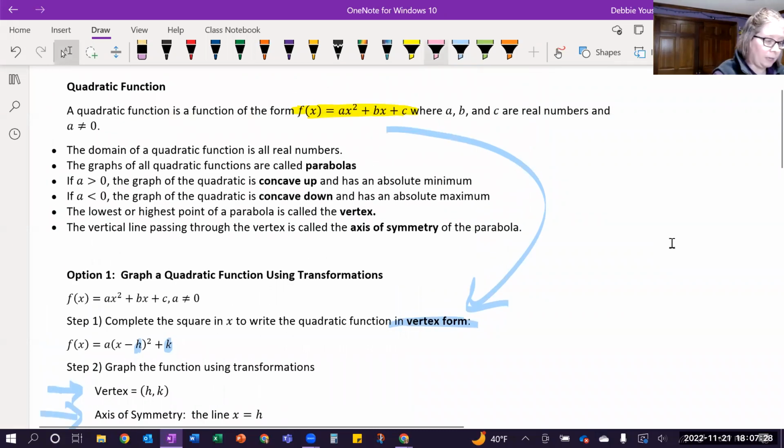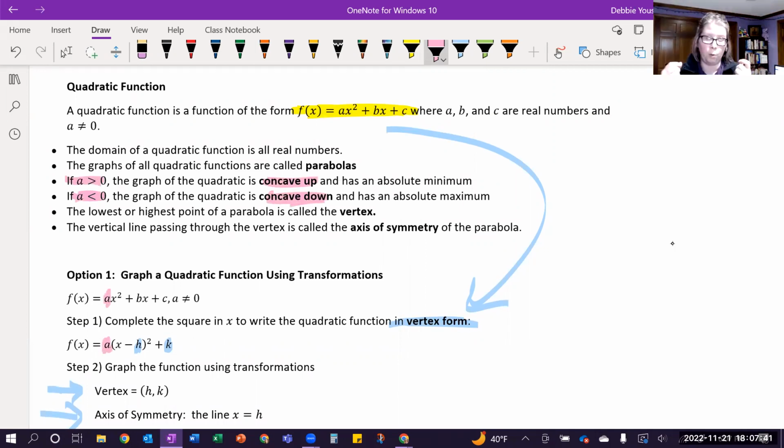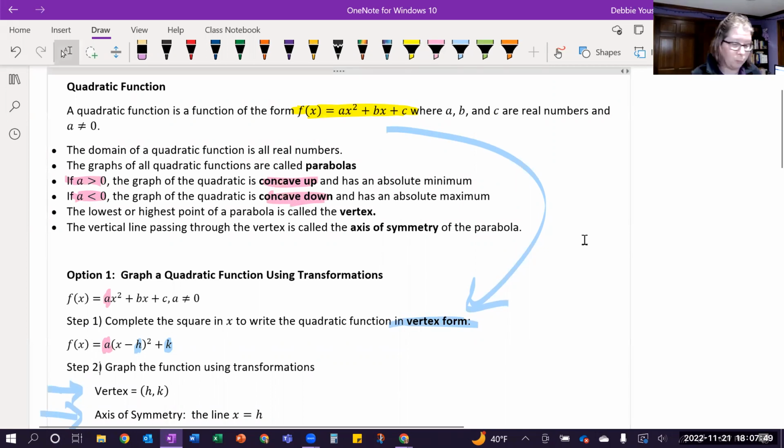The other thing is the direction that the parabola opens, which is dependent upon whether or not you have a positive or a negative a value at the front. And so notice both equations, depending on which way it's written, have that a at the front. It's the same a in both equations. That's the only thing that's really similar between the two.